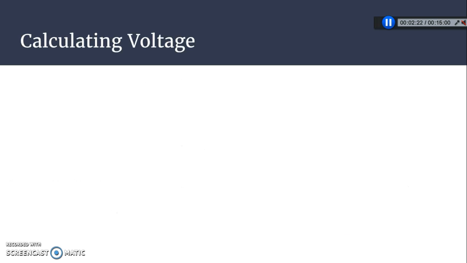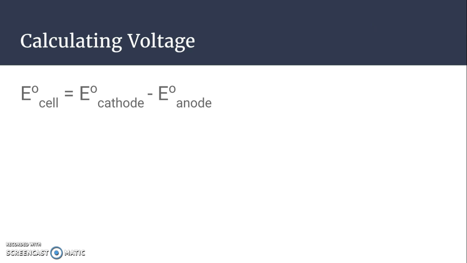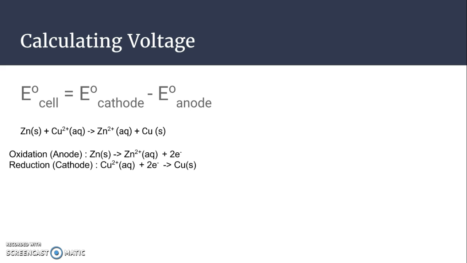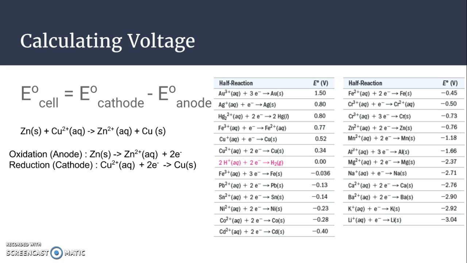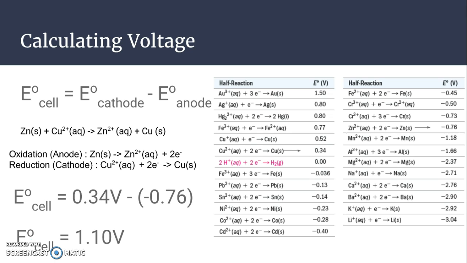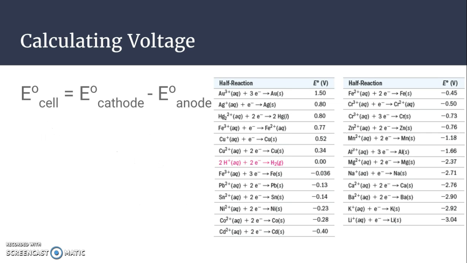Now what is the voltage of the wire? To calculate the voltage, we have this equation. We have E cell equals E cathode minus E anode. The circle beside the E means at standard temperature and pressure. We have this net ionic equation. The oxidation part and the reduction part are as follows. We then look at a chart with standard half reaction potentials. We find the voltage of E cathode over here, and E anode over here. We end up with this equation. The two negatives cancel out each other and we form a positive, and we end up with a voltage of 1.1 volts.